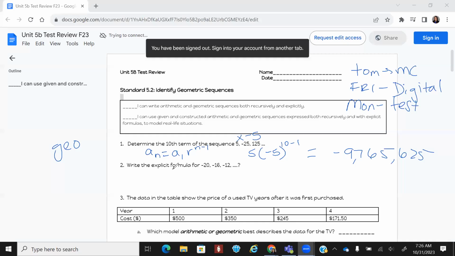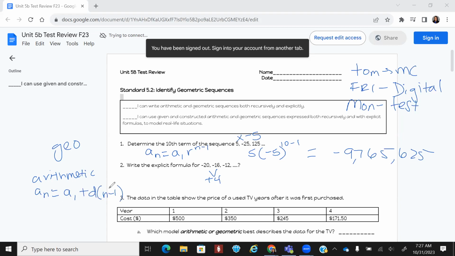Write the explicit formula for this. Is this arithmetic or geometric? So it's arithmetic. What is it going up by? 4. Okay, so we're going up by 4. So the explicit form for arithmetic is going to be a sub n equals a sub 1 plus d times n minus 1.